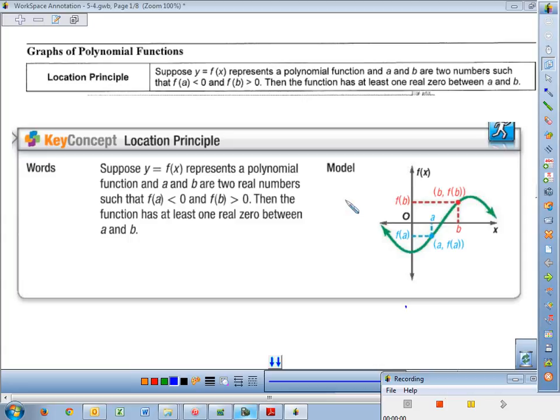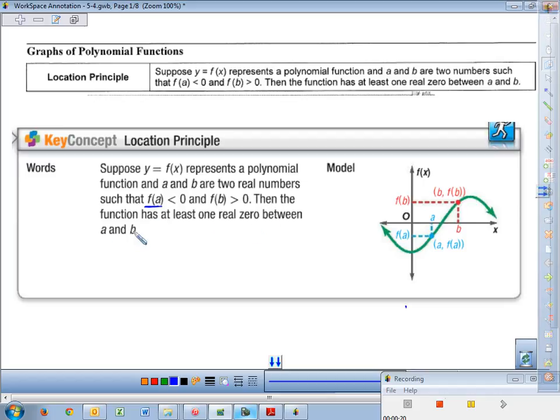Start out today with a little thing called the location principle. Difficult to read math, pretty easy to understand if someone can translate it for you. It says, suppose y equals f of x, so whatever, y, f of x, same thing. You've got a polynomial function, and a and b are two real numbers such that the function evaluated at a is less than 0, and the function evaluated at b is greater than 0. Then the function has at least one real 0 between a and b.